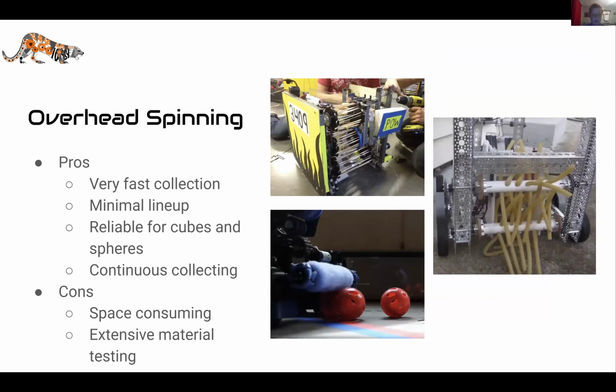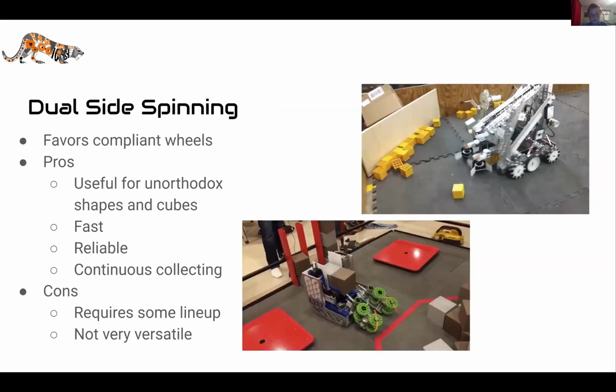Overhead spinning is a very good way to intake stuff depending on the situation. They are a fast collection, they take very little lineup, they are reliable for cubes and spheres, and they are always continuously collecting. But usually with overhead spinnings, they take up at least one side of your robot, and they need lots of material testing to find the right tension.